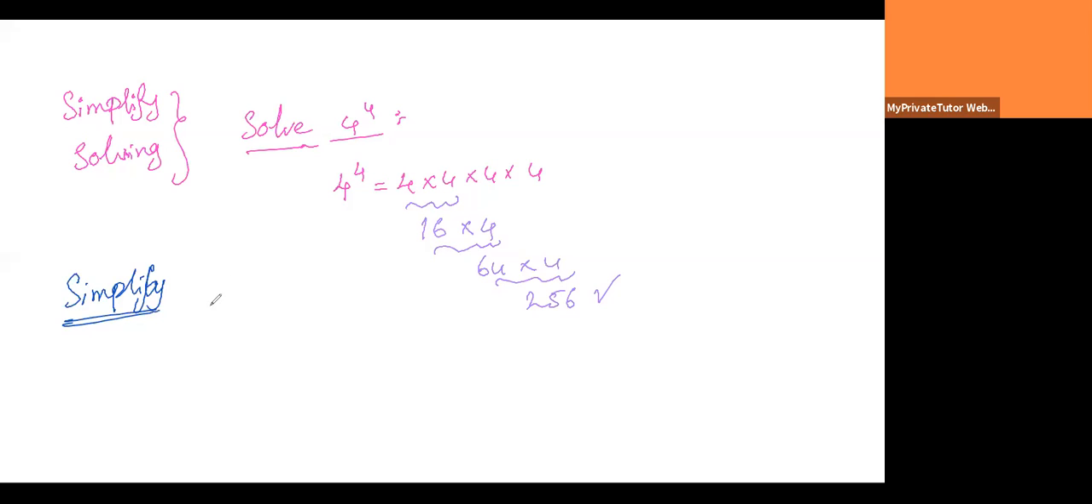Simplification, in a sense. For example, we have x power 5 times x power 3. We are going to simplify this because x is a variable, a letter, isn't it? So we are going to simplify that into the lowest term. I will explain all those things, but before that, let's have a look at the rules.